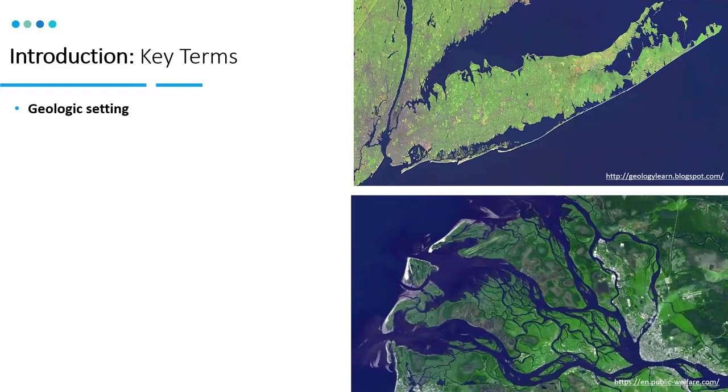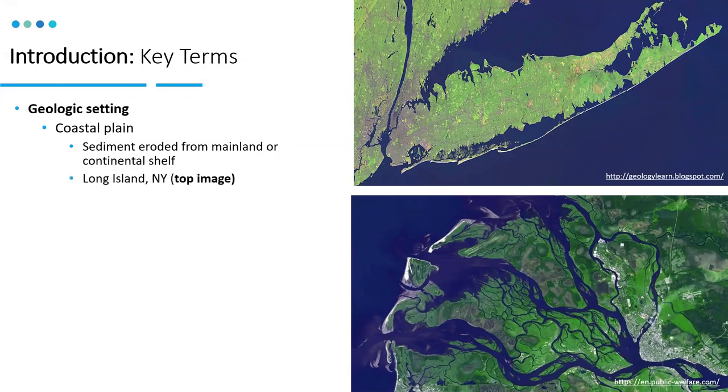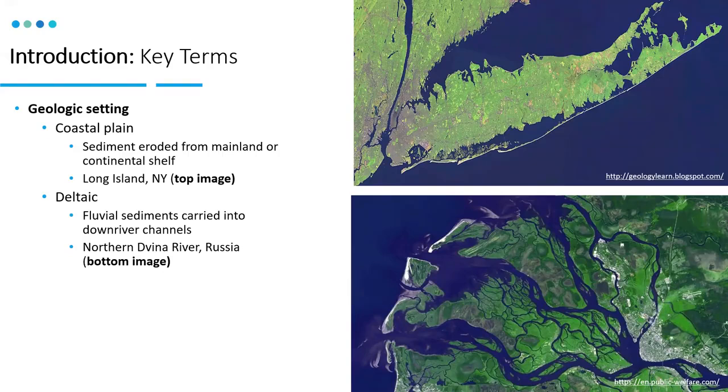We also considered the influence of geologic setting on density and type of development found on these barrier islands. Coastal plain barriers are defined as islands formed as a result of sediment eroded from the continental shelf or of the mainland. Long Island, New York is an example of a coastal plain barrier system. You can see this in the top image. Deltaic barriers are composed of fluvial sediments that are carried down the river in channels and deposited at the mouth of the river. The mouth of the Dvina River in Russia is a great example that shows examples of deltaic barrier islands. That's the bottom image.